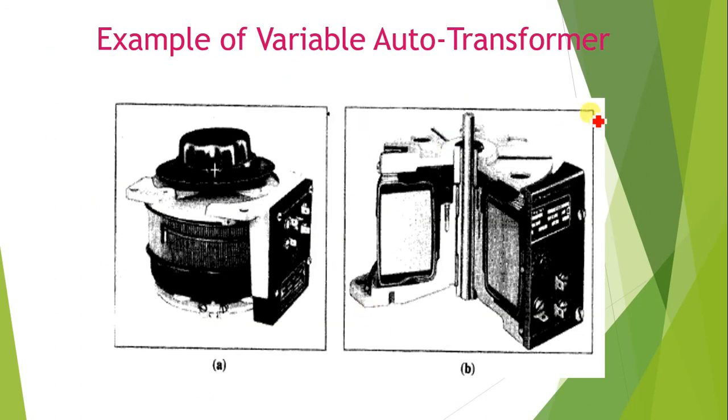Physically, the auto transformer will have one rotating knob, and the secondary coil will have a continuous tapping. The primary coil is wound on the internal part, and on the peripheral part you have your tapping.